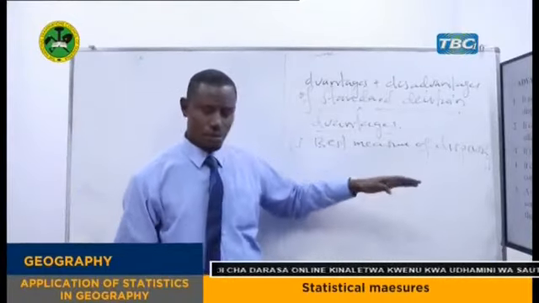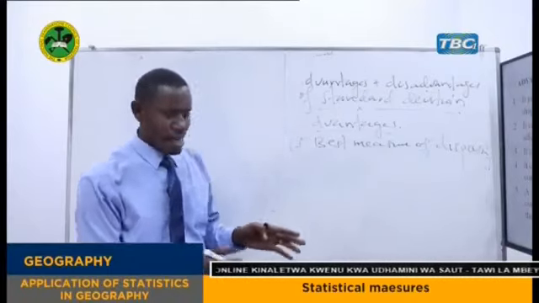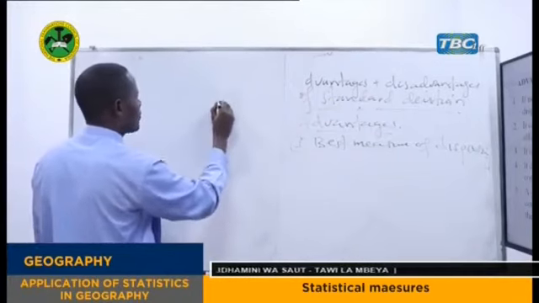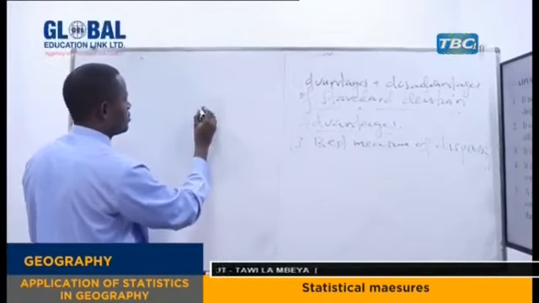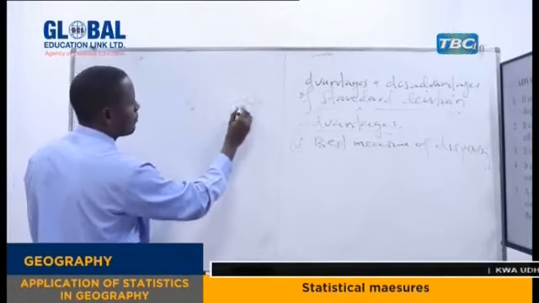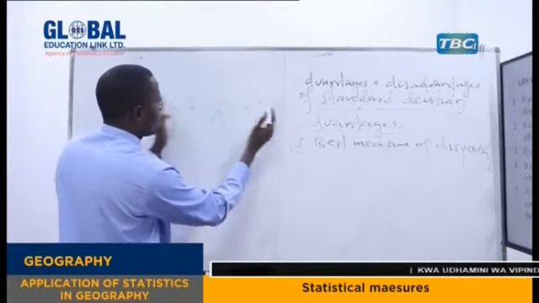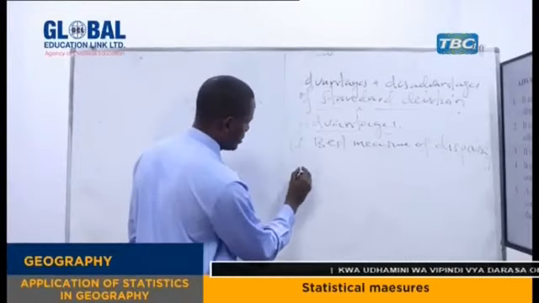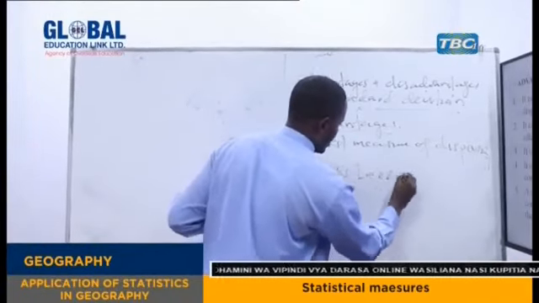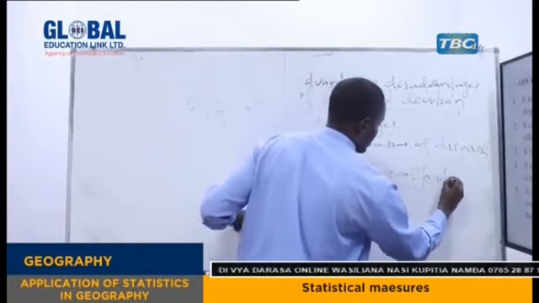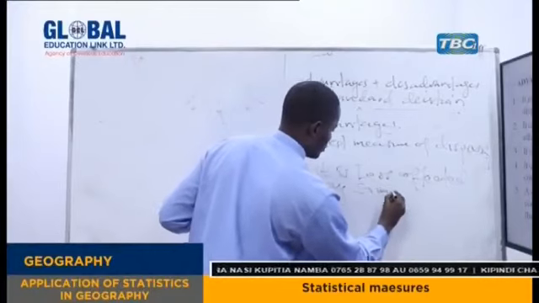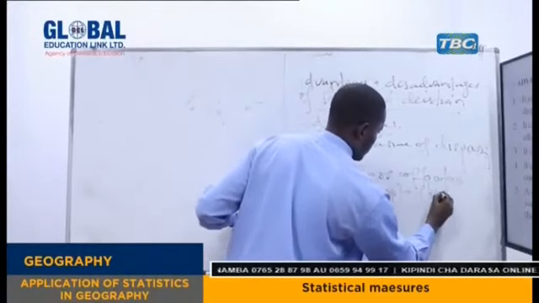Why are we saying the best measure? Because it gives you a clear picture of to what extent the data have deviated from the what? From the mean. So if we have the standard deviation, it means we know how much you have deviated from the mean. But again, they are saying it is less affected by sample fluctuation.